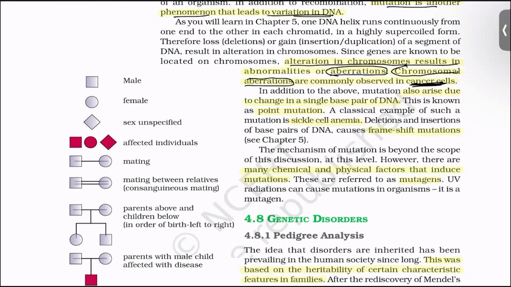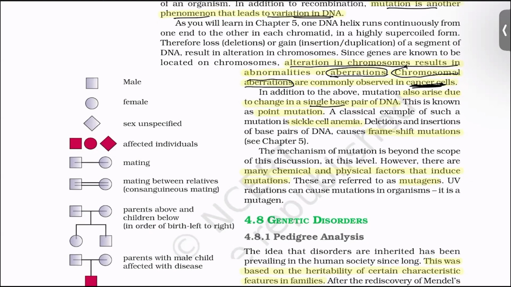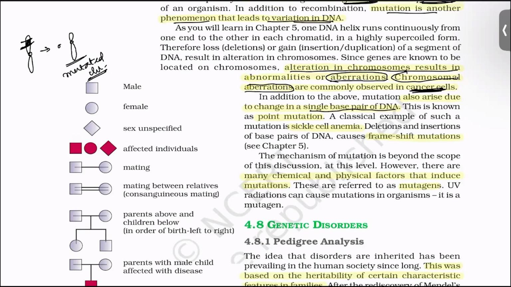Mutation can also arise from a change in a single base pair of DNA. So this is a chromosome. It might go through some aberration. For example, suppose this part is deleted from the chromosome, so it will become like this, and now this is a mutated chromosome, and here a large chunk of DNA is getting deleted. So this thing is known as chromosomal aberration.